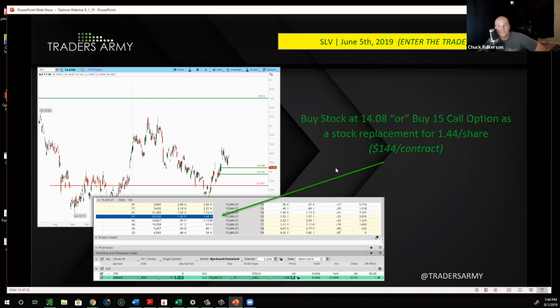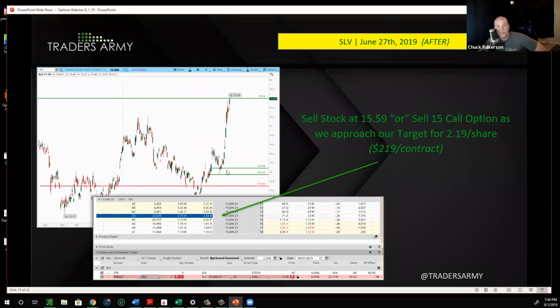Because this was a longer term trade. Well, lo and behold, we had a straight up parabolic move in silver, and the trade that we thought we were going to have to be in for months and months and months, well, it made its target in about 20 days, right? Quickly moved up, made its target, and rallied up to that level. So what cost $1.44 to get in is now $2.19 a share. So buy it for $1.44, approach the target for $2.19.